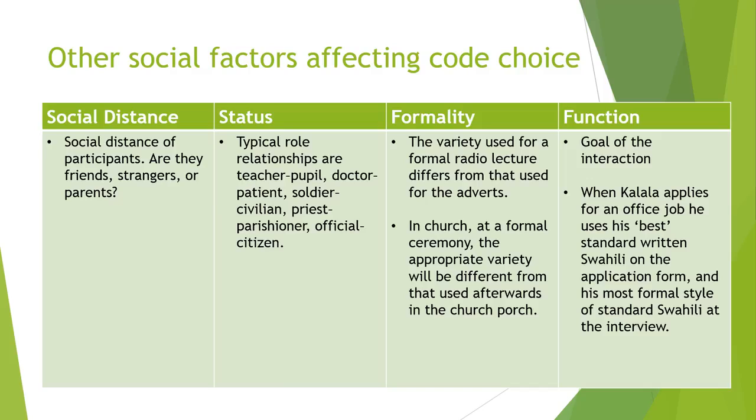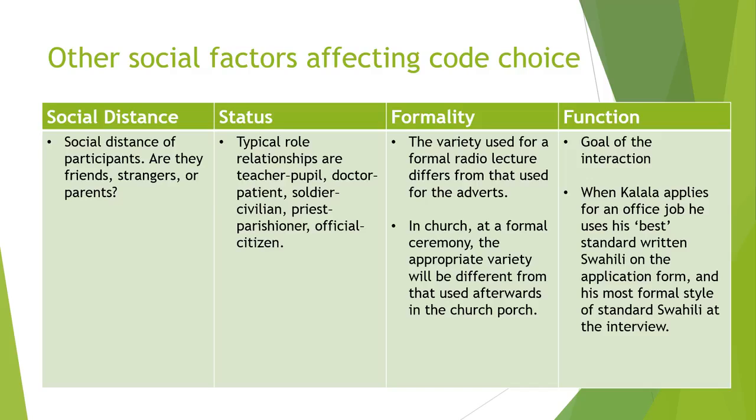And the second social factor is status. Status means the relative status of the participants. The typical relationships are teacher with pupil, doctor with patient, soldier with civilian, police with prisoners, and official with citizens. The third social factor is formality. Formality means the degree of formality.